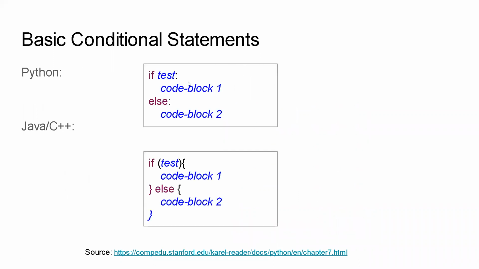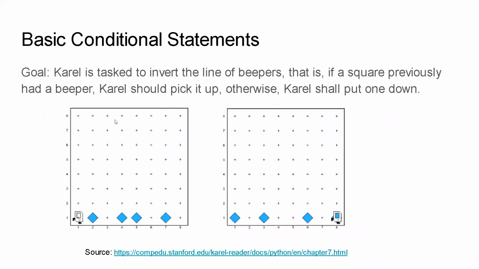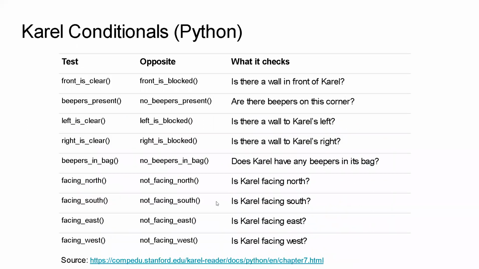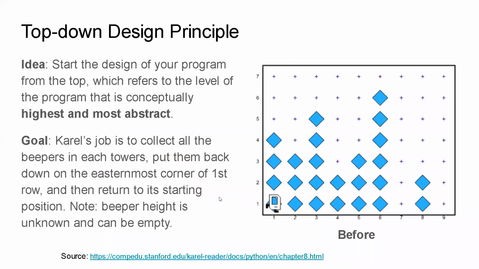So basic conditions, you have conditional testing, like if the test is true, then perform code block 1, otherwise perform code block 2. And basic conditional statements as well, for example, if there is no beeper, you install a beeper, and so on. Okay, and these are basically listed in the documentation for Karel.